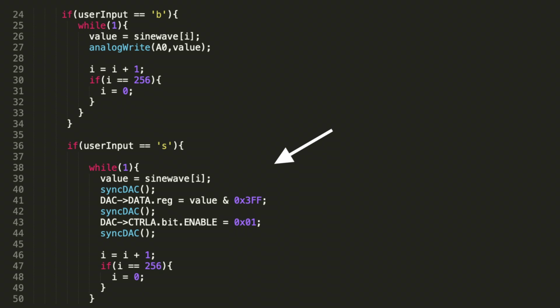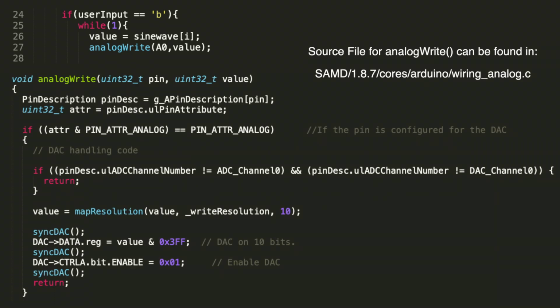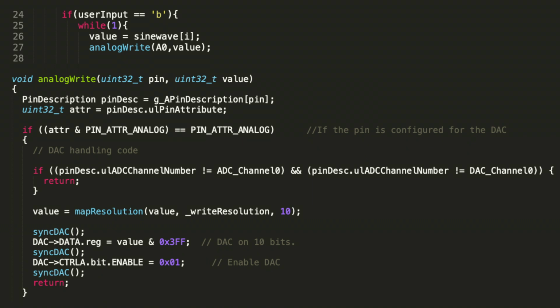I actually got this code from the default analogWrite function. If we take a moment to look at it, it'll help put the context to what we're actually doing here. This is where the built-in function is defined in the wiring_analog.c file. So this is the source code used to support this digital to analog converter. And there's a lot of good information in here that we can customize our function based upon our needs.